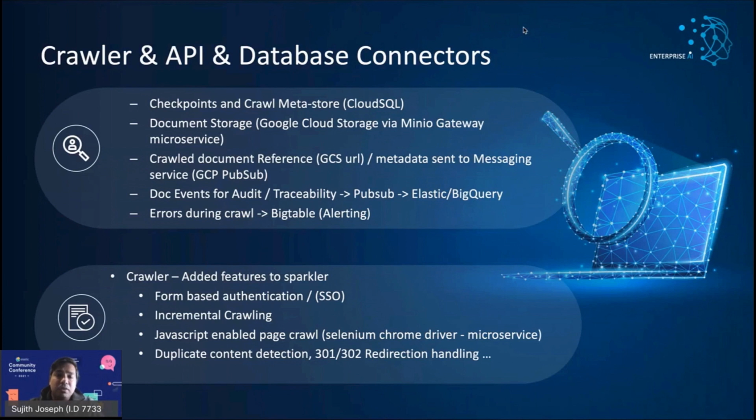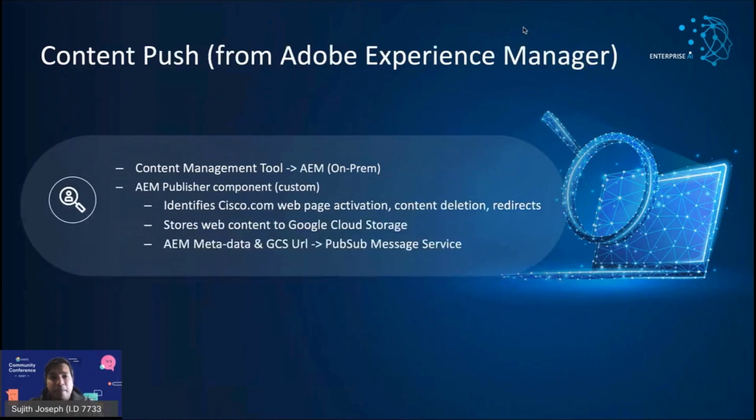Sparkler was missing a lot of basic features that are needed for a crawler, and we did add those features, namely incremental crawling, form-based authentication, JavaScript crawling, duplicate content detection, etc. As to the site search, that is Cisco.com, as I mentioned earlier, we use AEM, and we built a component in AEM which would detect new page activations. The document that is published is uploaded to GCS. The GCS URL and the AEM metadata are then sent to PubSub to be finally sent to the next subsystem, that is the document processing system.